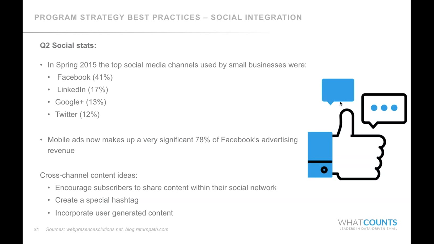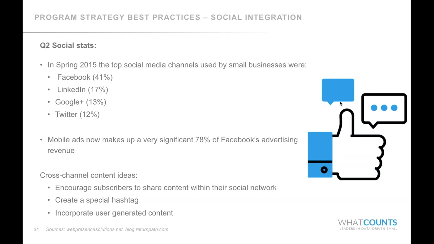So making sure that there's those share links within your emails and creating share-worthy emails. Not every email is share-worthy, so from time to time just making sure that you're creating content that people will get excited about and content that has the potential to go viral. Those are things that people will share on social. Create special hashtags, and incorporate user-generated content.